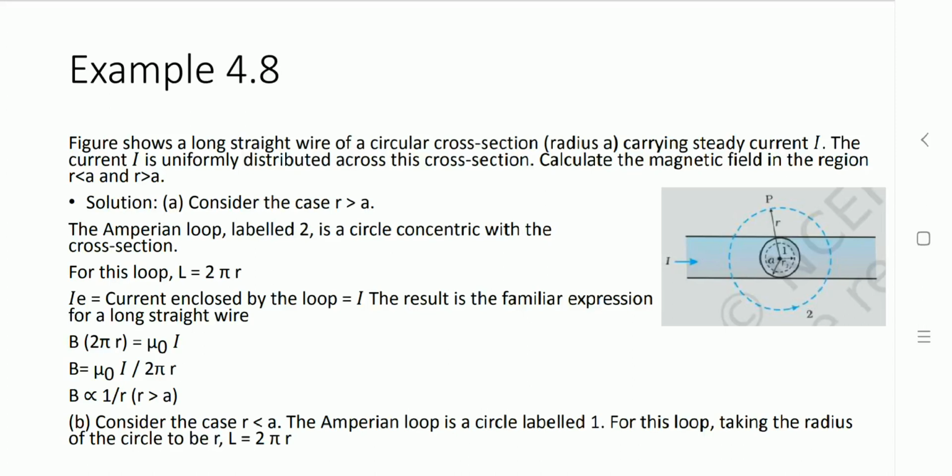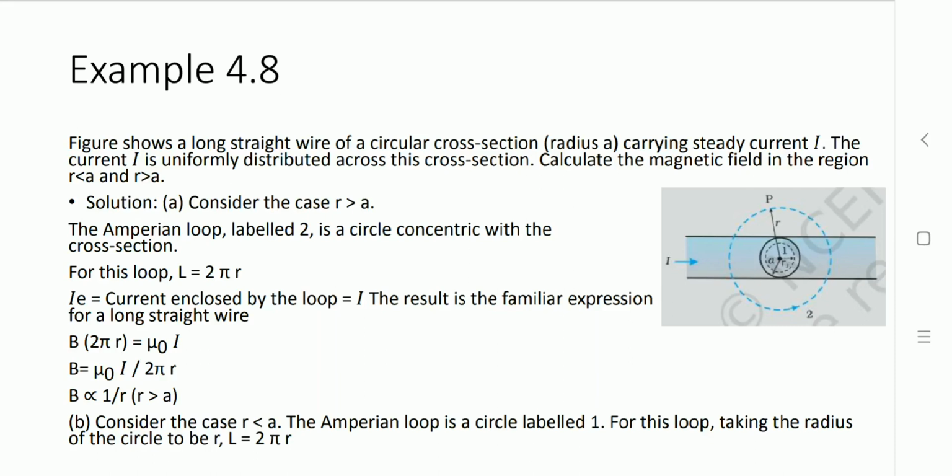For example, we take the second case where R is greater than A. For that, L is 2 pi R. So my equation is B equals mu 0 I upon 2 pi R, the direct equation we can use based on our previous consideration. So we can say that the magnetic field is inversely proportional to the distance R.